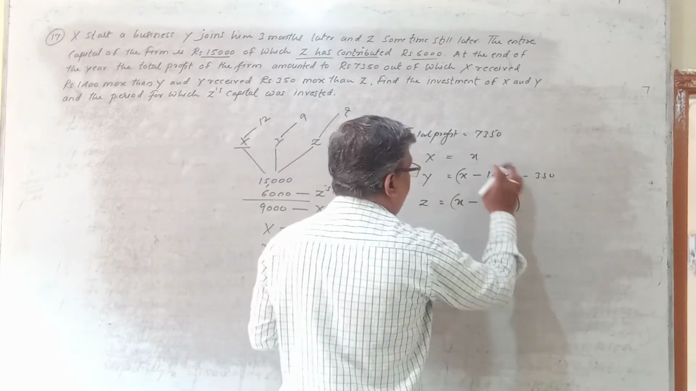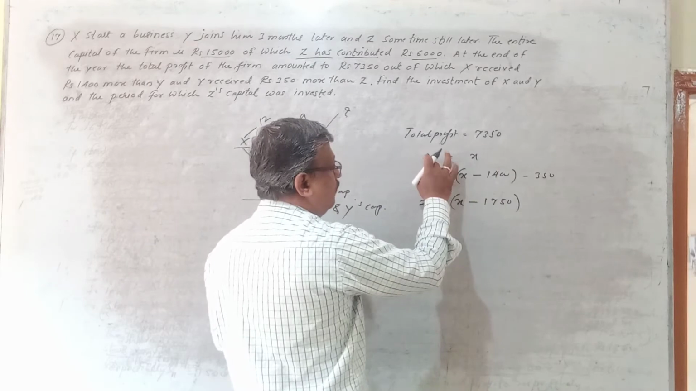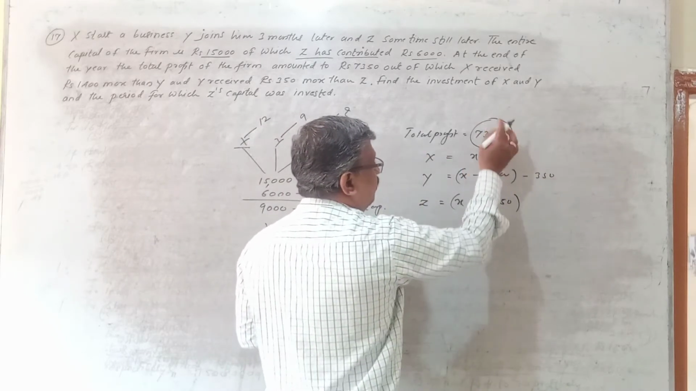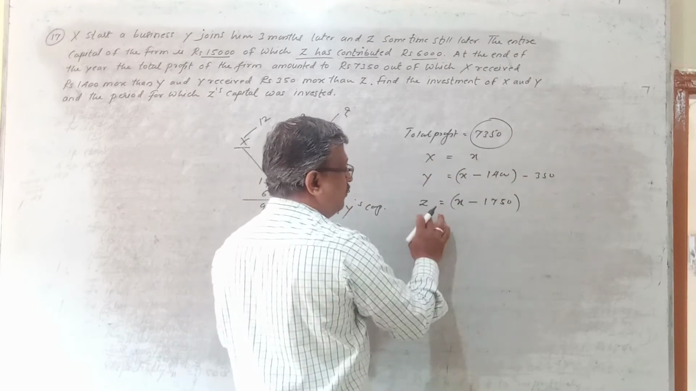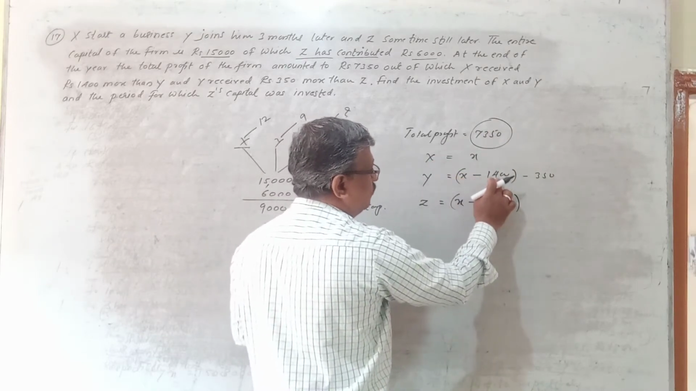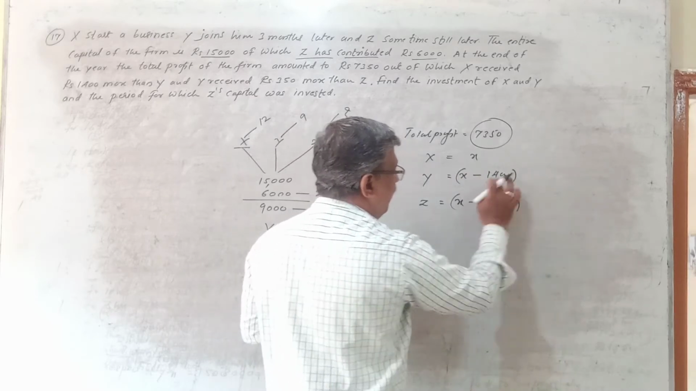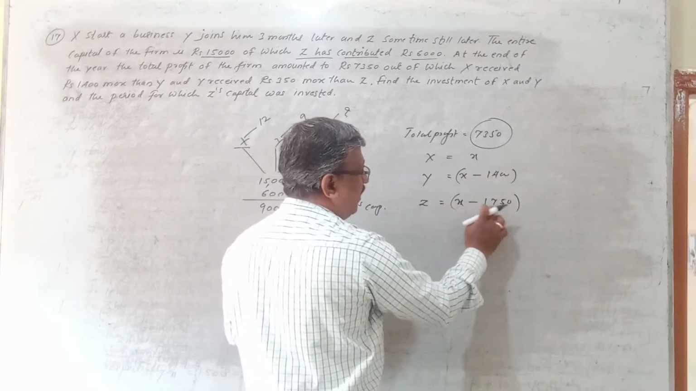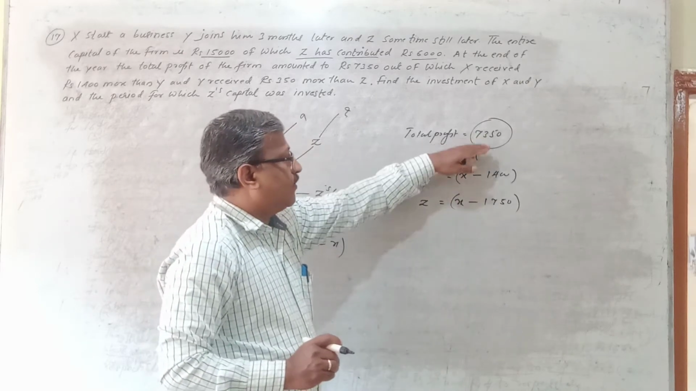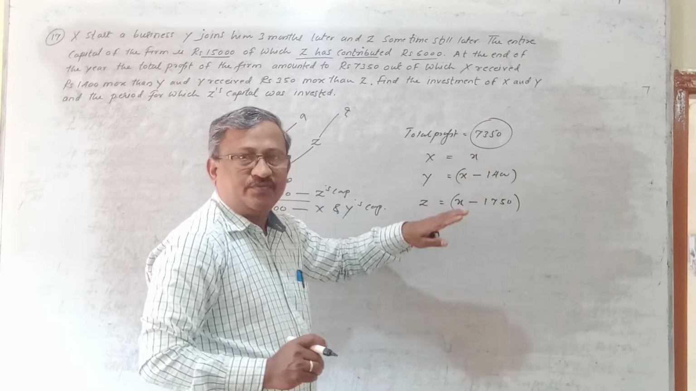So like this, you will come to know the share of profit of X, Y and Z. After distributing this full profit among these three, how are they getting the shares? X is getting x, Y is getting x minus 1,400 and Z is getting x minus 1,750. So after distributing this profit, they are getting so much of share.